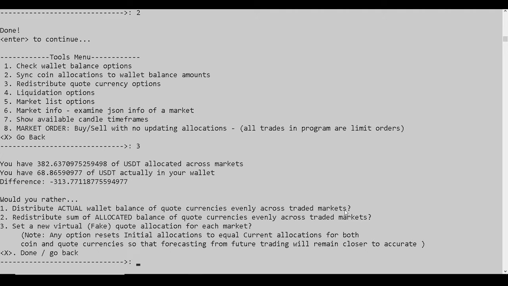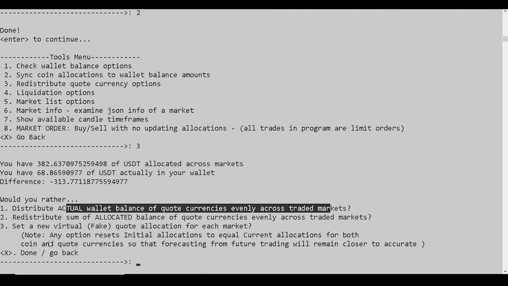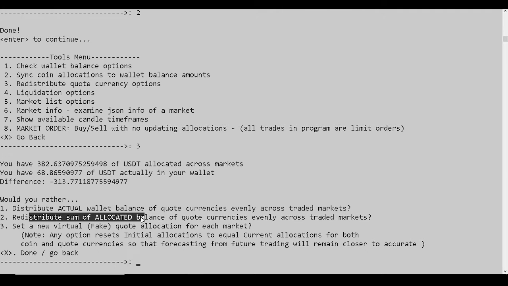Like maybe there's $200 on one market in allocations and there's $50 on another market in allocations. This will just bring all of the quote currency even across all. Okay. Now that would be the actual wallet balance, not the amount allocated. Now I've over allocated, so what I would do is redistribute the sum of allocated balance, which means I might have lied about how many dollars I have, and so I would use this one rather than the wallet balance.